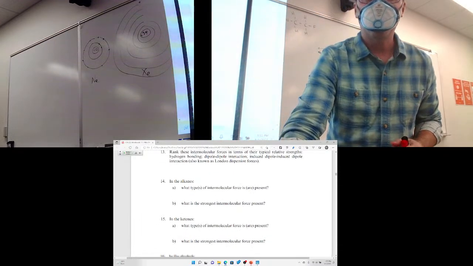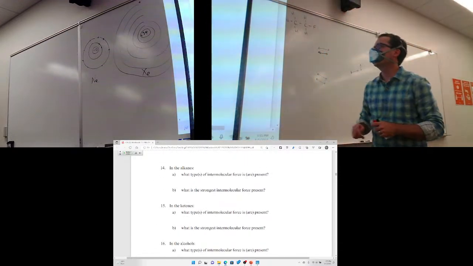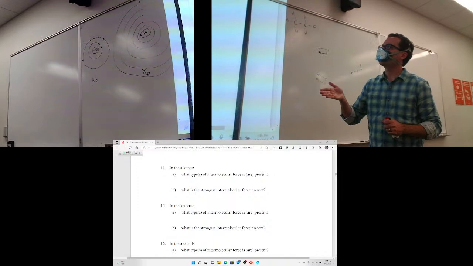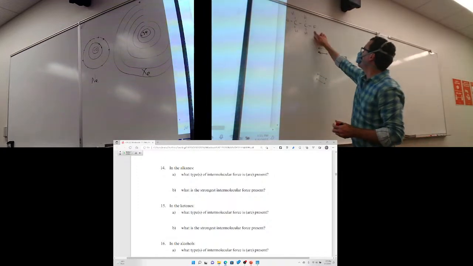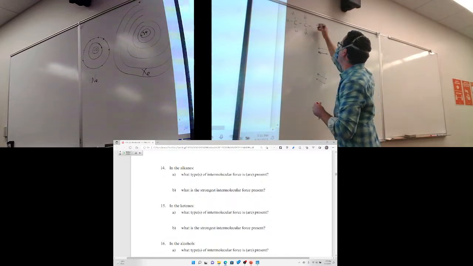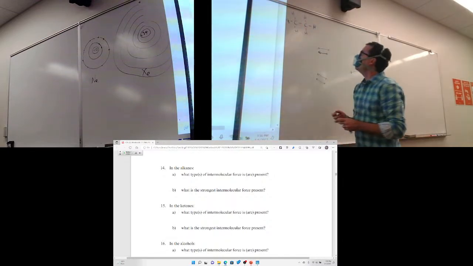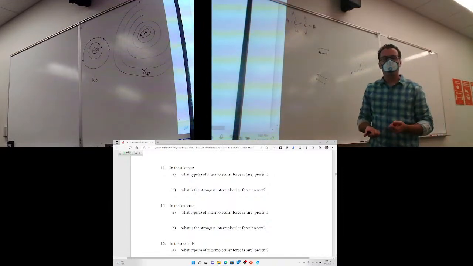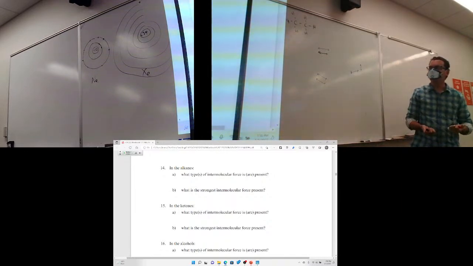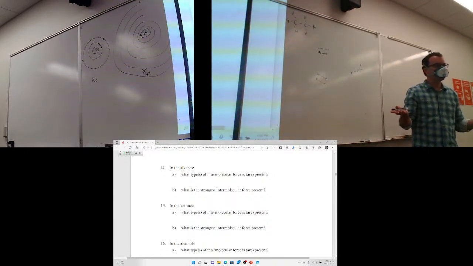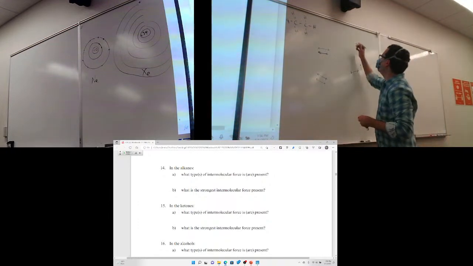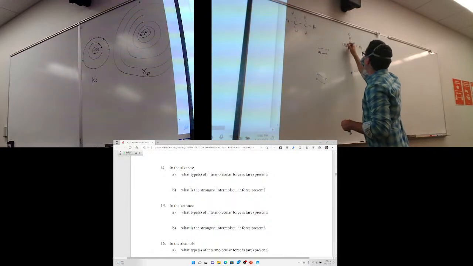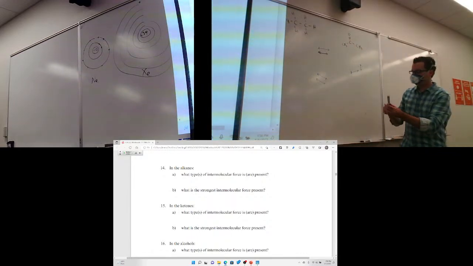Okay, so the next ones are kind of important, and I've tried to emphasize this before, but for alkanes, what type of intermolecular forces are present? An alkane would be something like that. There are no dipole moments in there. It's a nonpolar molecule. So the only IMF present is London dispersion forces, and so the strongest IMF is the London dispersion force. That's it. For a ketone, which looks like that, there is a dipole moment, right? That's right there.